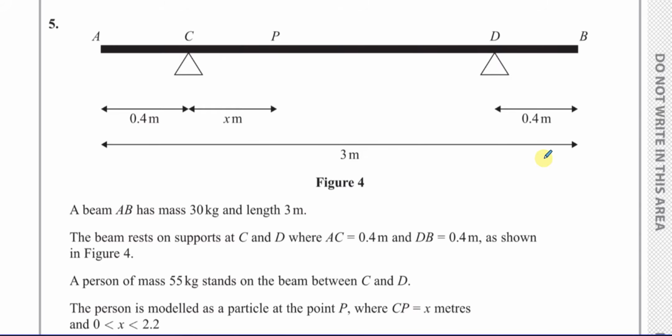A person of mass 55 kilograms stands on the beam between C and D. The person is modeled as a particle at the point P. So he's standing at the point P, where CP is equal to x, which is somewhere between 0 and 2.2 meters.